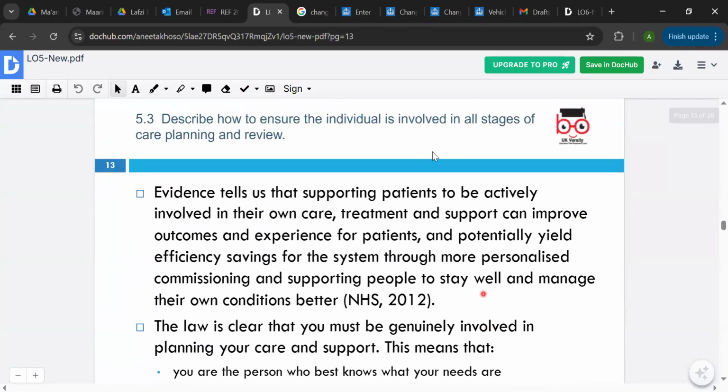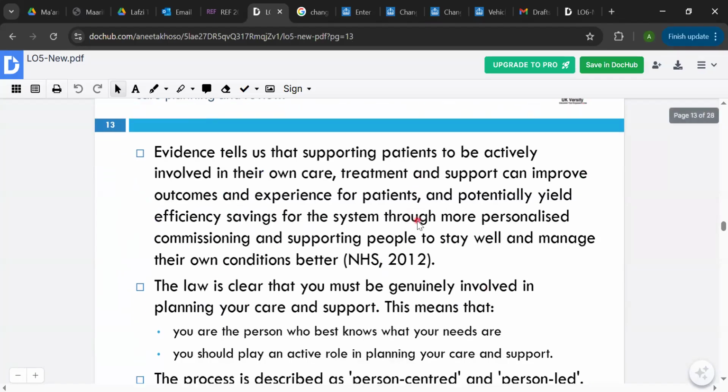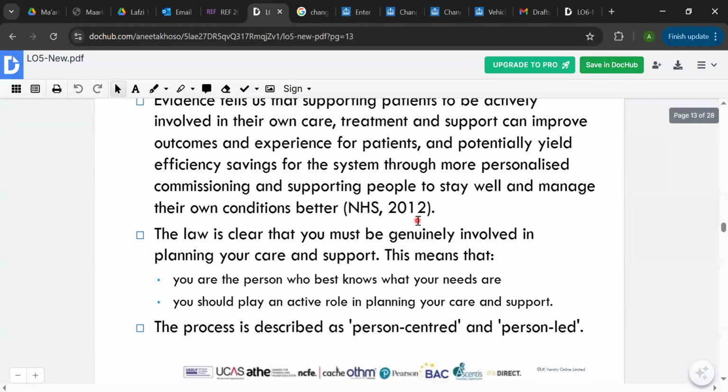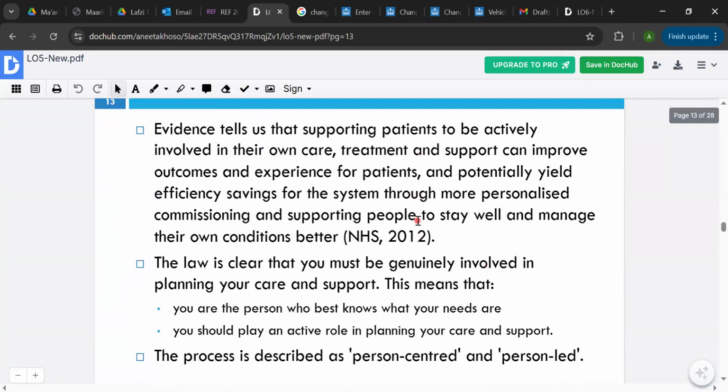Next was to describe how to ensure that the individual is involved in all stages of care planning. Research evidence showed that supporting patients to be actively involved in their own care, treatment, and support can improve outcomes and experience for patients and potentially yield efficiency savings for the system through more personalized commissioning, and supporting people to stay well and manage their own conditions better.